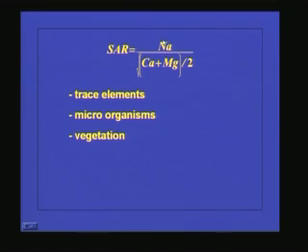This can be calculated using this formula: Na divided by the root of (Ca plus Mg) by 2. All the concentrations are expressed in milliequivalents per liter. If SAR is more than 9, it is not advisable, and we should be careful about trace elements like heavy metals. If they are present in the soil, we cannot destroy them.